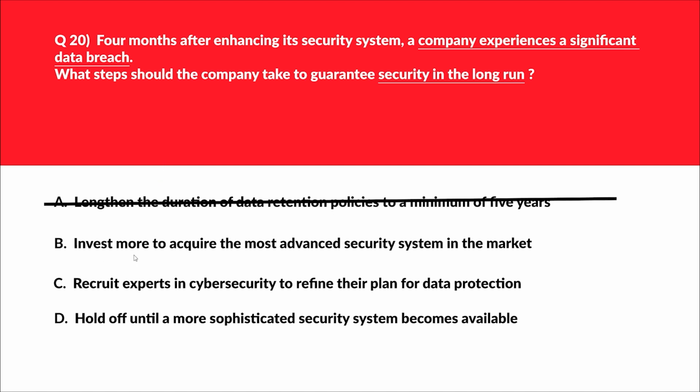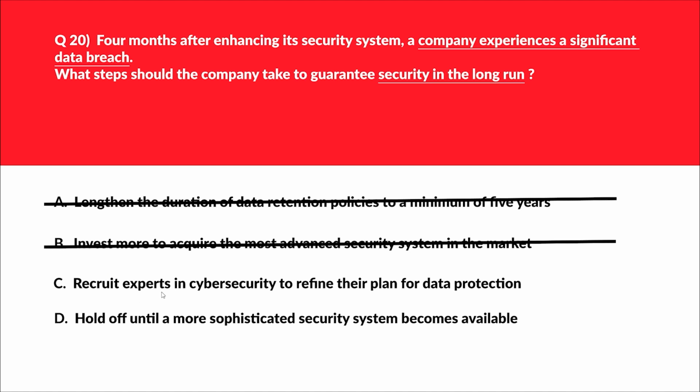B says invest more to acquire the most advanced security systems in the market. The most expensive system is not always the best fit for any organization, right? We need to tailor as per our requirement. So investing in the most expensive will again be a budget issue first of all, and again may not be required for our current organization. So B is out. Let's move to option C.